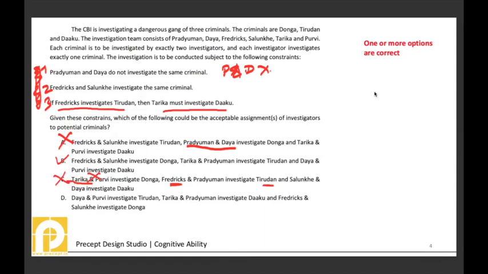D. Daya and Purvi investigate Tridun, Tarika and Pradyuman investigate Daku, and Frederick and Salunke investigate Donga. Frederick and Salunke are together, not a problem. Tarika investigates Daku. This is fine, but we are not given the opposite way out where if Tarika investigates Daku, then Frederick also has to investigate Tridun. It's a one-way relationship where if Frederick investigates Tridun, which in this case does not happen, hence the next condition will not follow. So D is also fine. So options B and D both are correct here. We'll move to the next one.